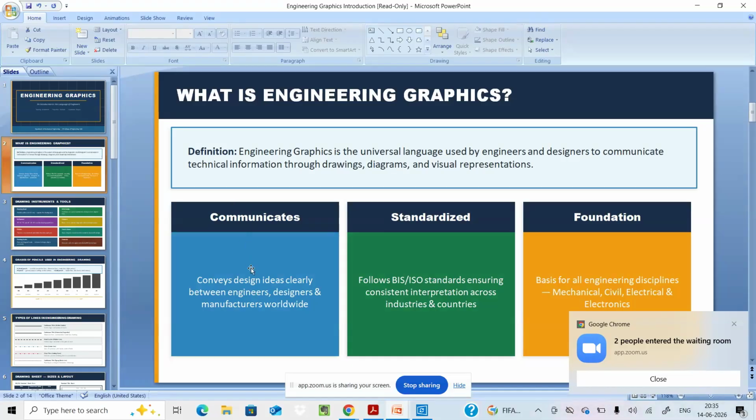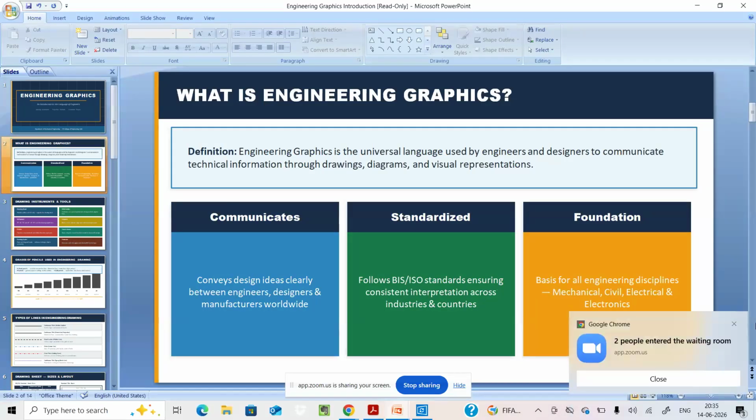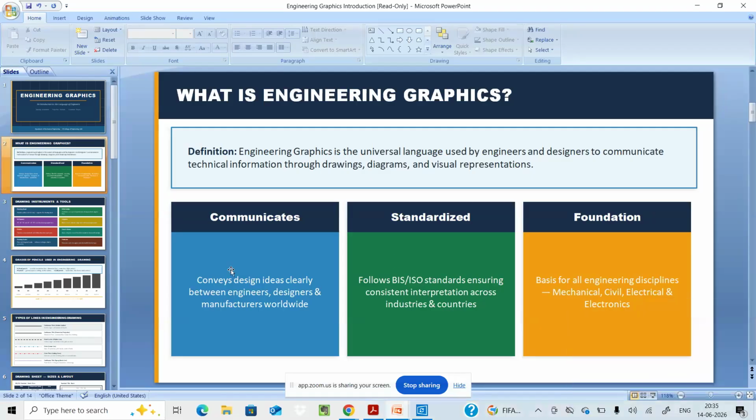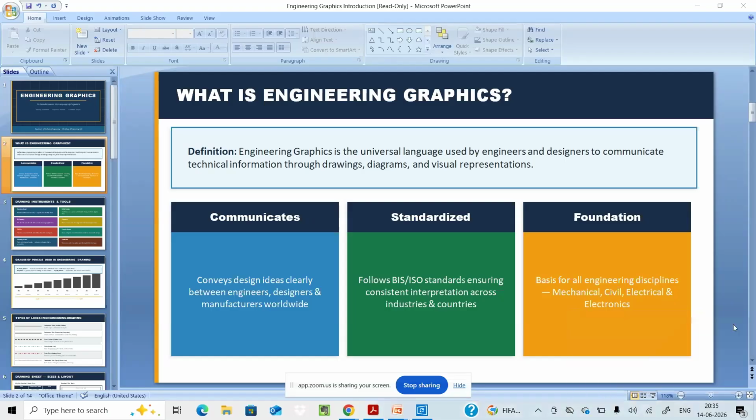Why? Because you might have a number of ideas, but to communicate with other people, you should have some means. So this is the main thing where engineers spread their ideas through these drawings. We have a number of standards to be followed here. So the Bureau of Indian Standards and ISO are there, ensuring consistency across industries and countries. Why? Because few industries have different types of standards.